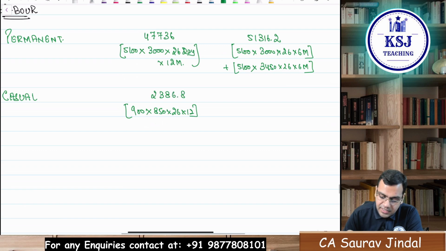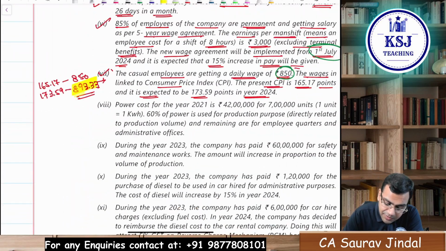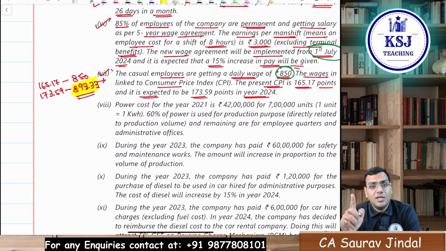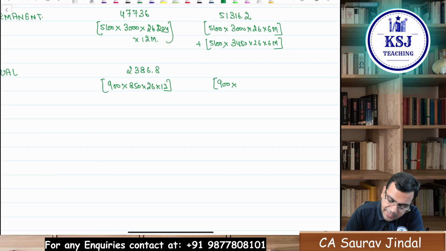Right? Now, on the other hand, 900 workers, now what will be the daily wage rate? This will be the daily wage rate, that is 893.33. Okay, so here we'll take now 893.33 multiplied by 26 multiplied by 12. So 900 multiplied by 893.33 multiplied by 26 multiplied by 12 divided by 1 lakh, that comes to 2508.5. So what will be your total labor cost here?